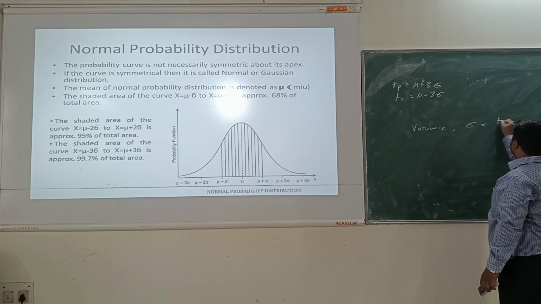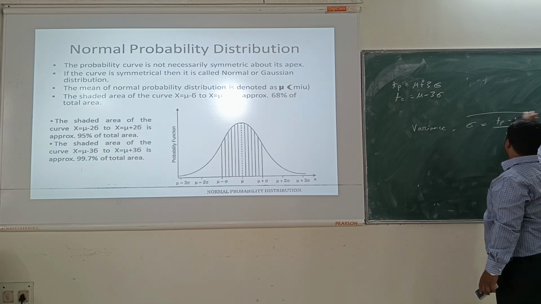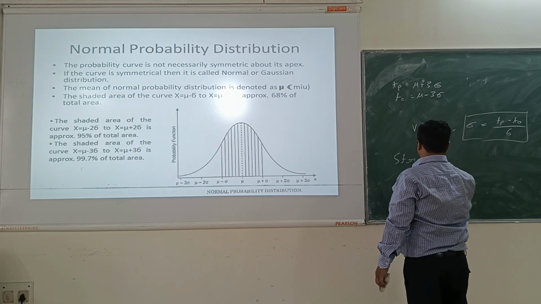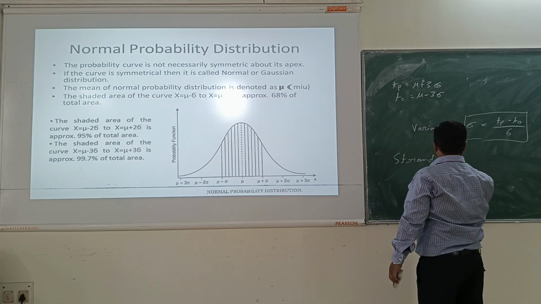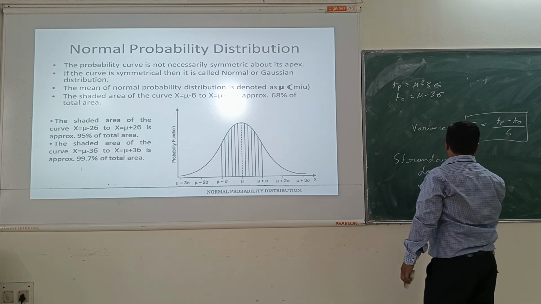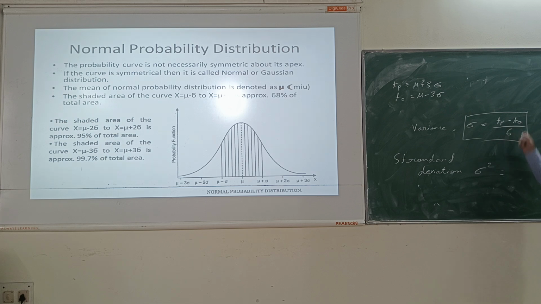Variance sigma squared is equal to (tp minus to) by 6, squared. Okay. And standard deviation is the square root of the variance. Okay.